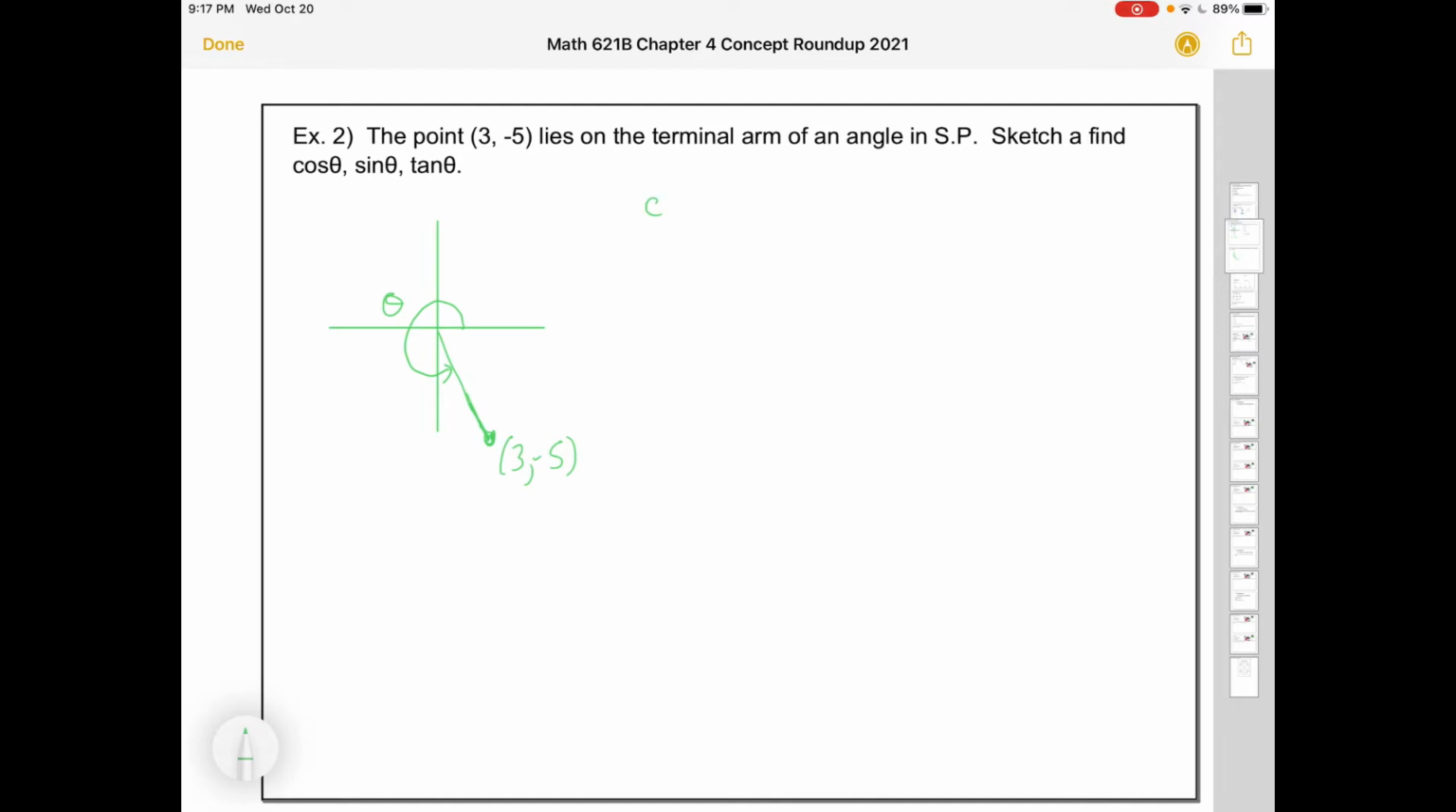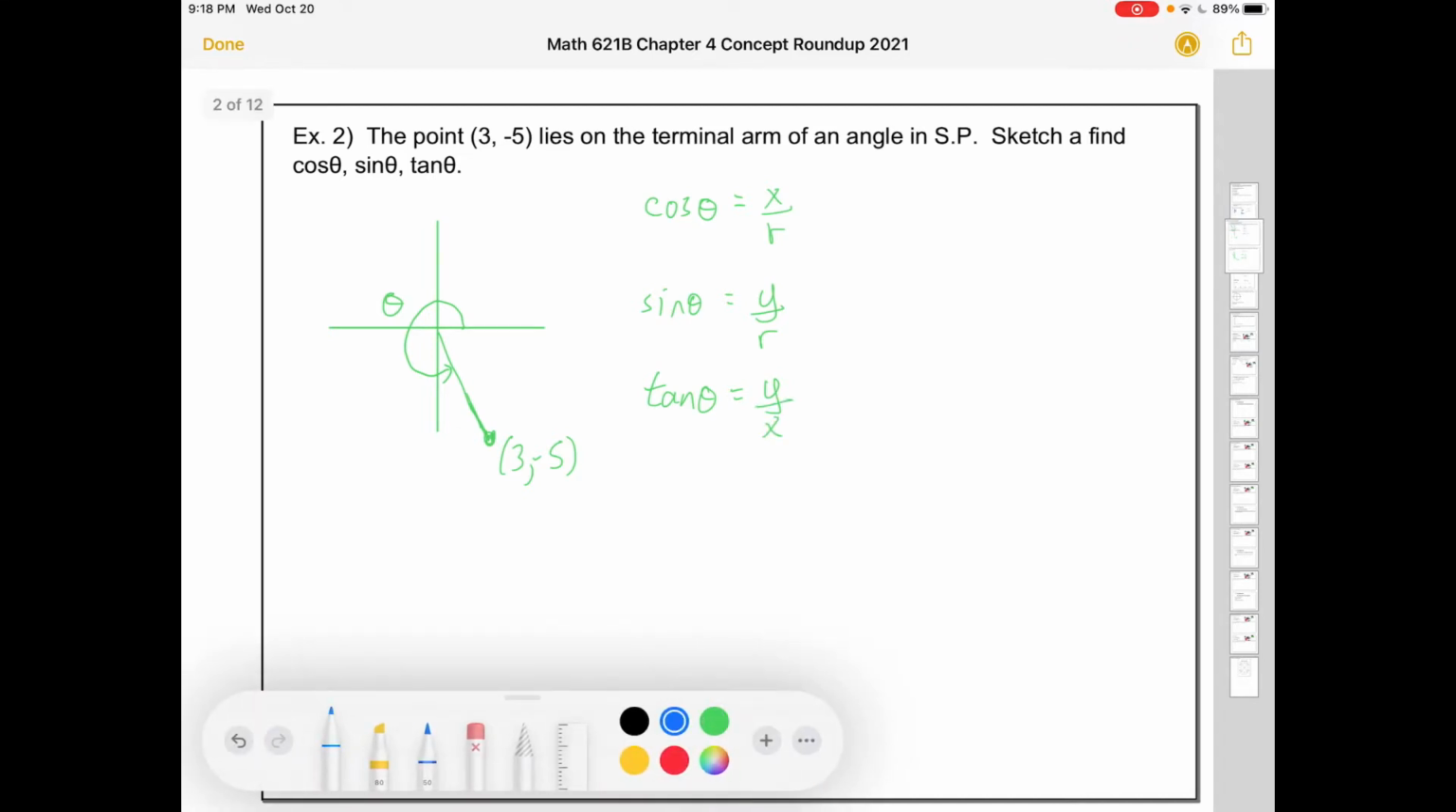I know that cosine is going to be x over r, and sine is going to be y over r, and tan is going to be y over x. Those are our definitions. I'm going to stick with them. I do have to take a second off to the side and figure out what r is.